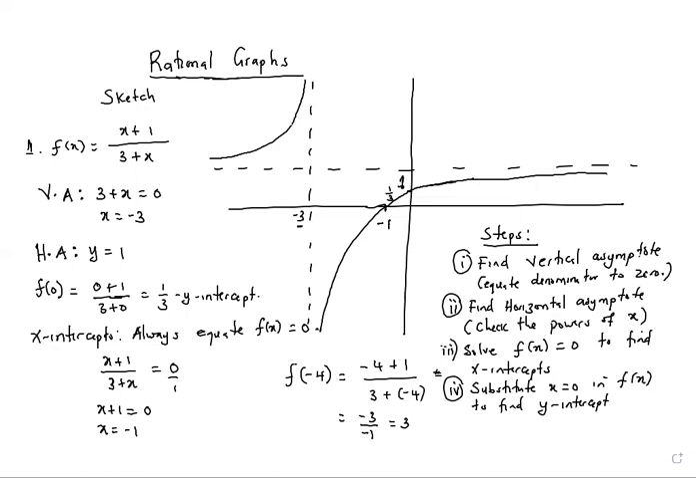Now let me do one where you may have 2 vertical asymptotes. f of x is equal to x plus 2 over x squared minus 4. So I want to do that.